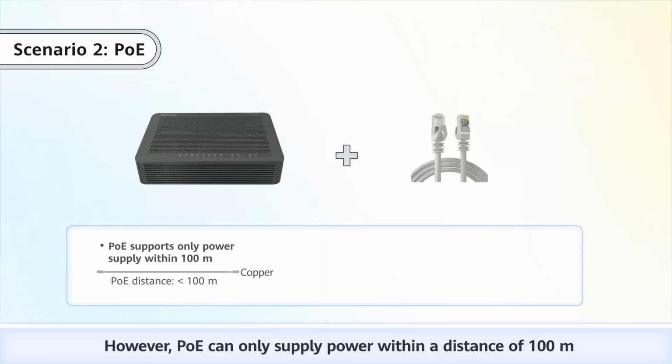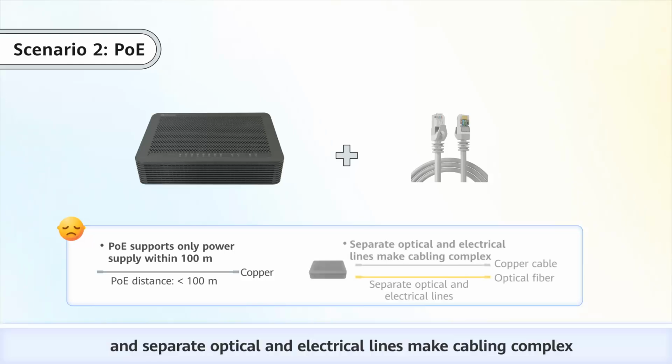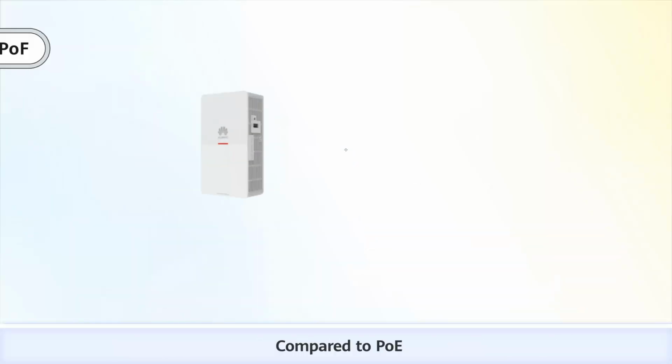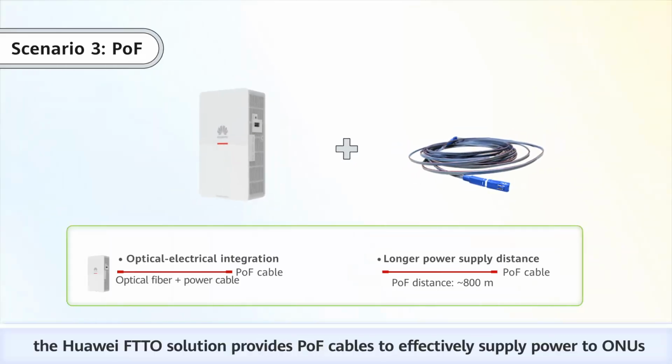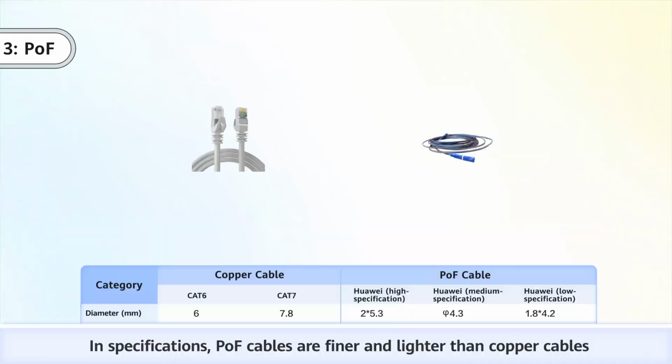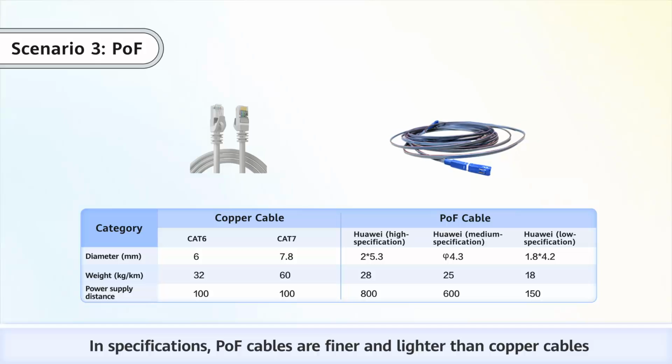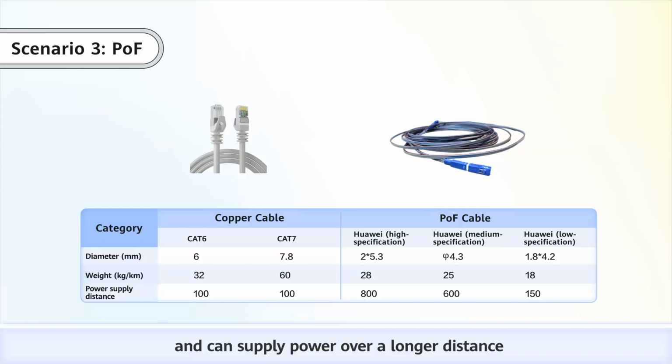However, PoE can only supply power within a distance of 100 meters, and separate optical and electrical lines make cabling complex. Compared to PoE, the Huawei FTTO solution provides PoF cables to effectively supply power to ONUs. In specifications, PoF cables are finer and lighter than copper cables, and can supply power over a longer distance.